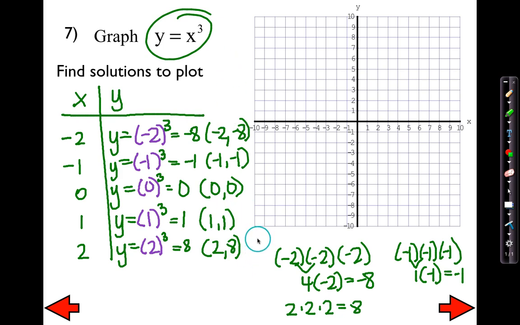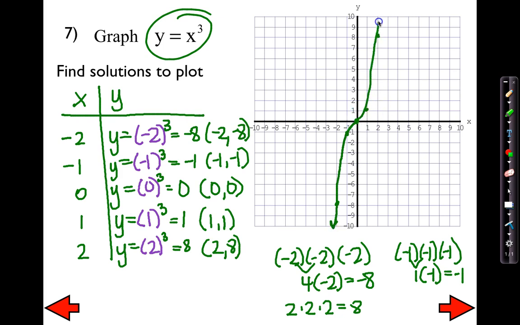Simply plot them in. So here we go. We're going to plot -2, -8. We have -1, -1, 0, 0. Again, hopefully you can see right away it doesn't look like it's going to be a straight line. I'm going to graph 1, 1 and 2, 8. So this is the actual shape that it's going to make. It's going to look something like this.